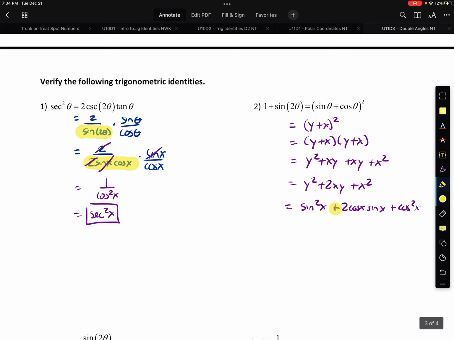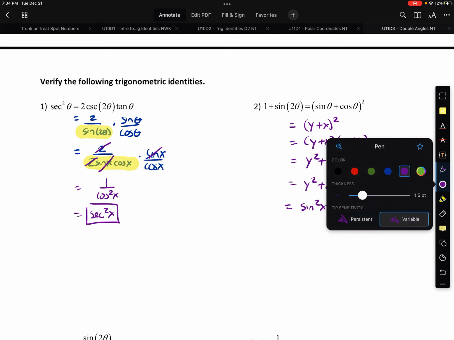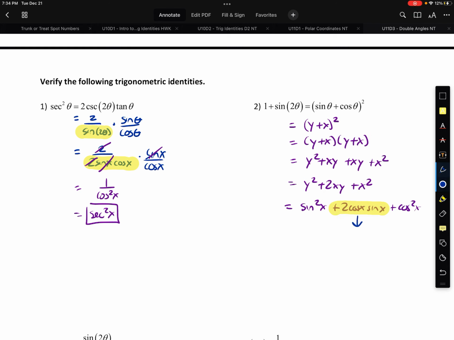Well, that's great because this is what I want to see. There's my double angle sine formula. Right, so in this situation here, this becomes the sine of 2x, which I need up there. Know what else is great? Sine squared x plus cos squared x. What does that equal? Equals 1. So there's our final answer: 1 plus sine double angle.